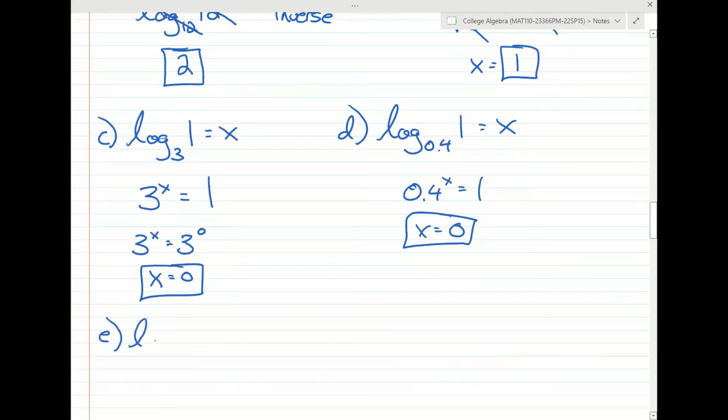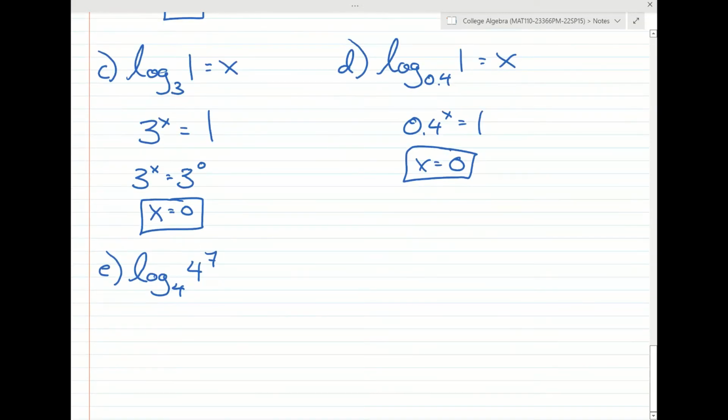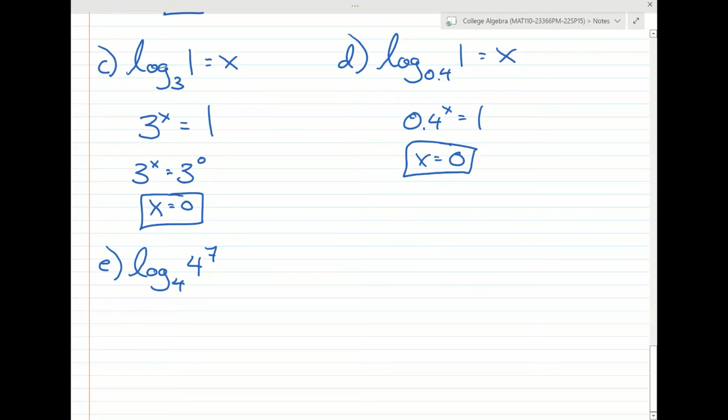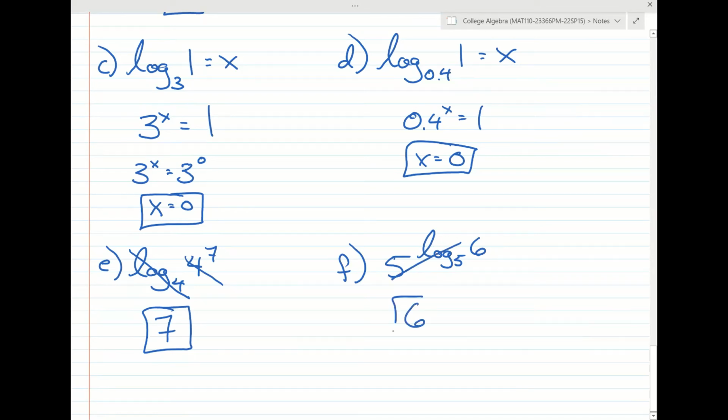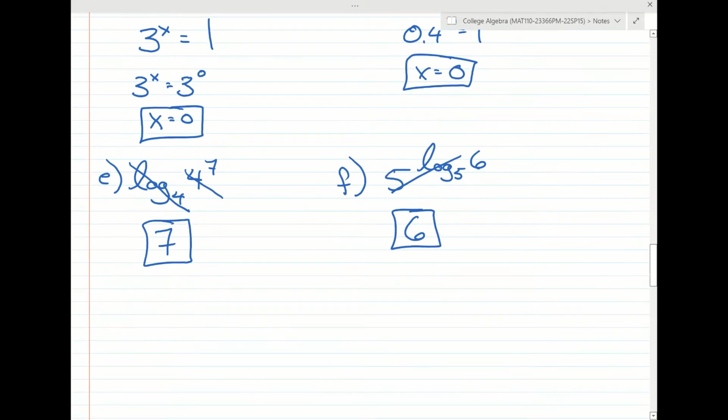What about if we had a problem log base 4 of 4 to the 7? What would that be? Seven. Using the inverse property, we cancel these. The answer is just 7. If we had 5 to the log base 5 of 6 as the power, what would that be? 6. And a couple more.